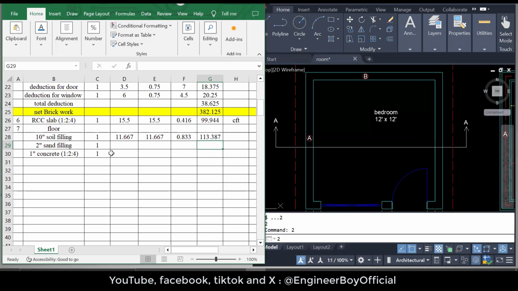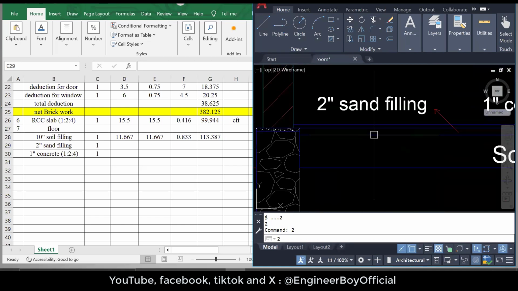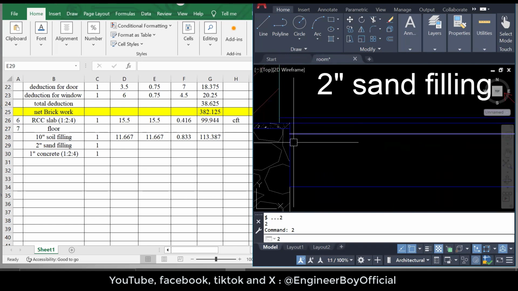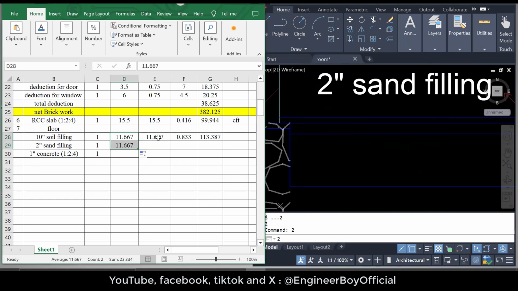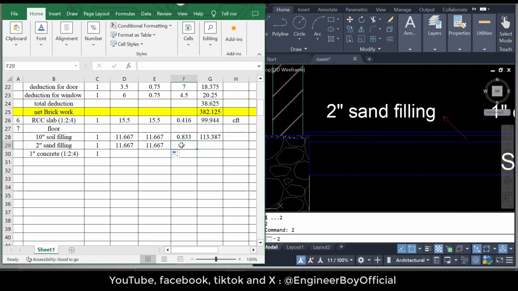Now 2 inches sand filling. Let's focus on the same section. The width for the soil filling and for the sand filling is just the same. So the length and width are the same. However, the thickness is different, and that is only 2 inches because it's given in the drawing that the sand filling is 2 inches, or you can say 0.166 in feet.